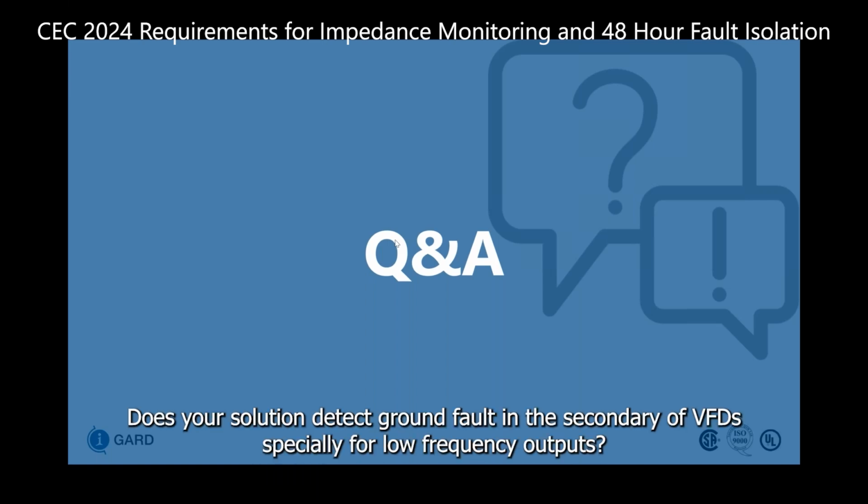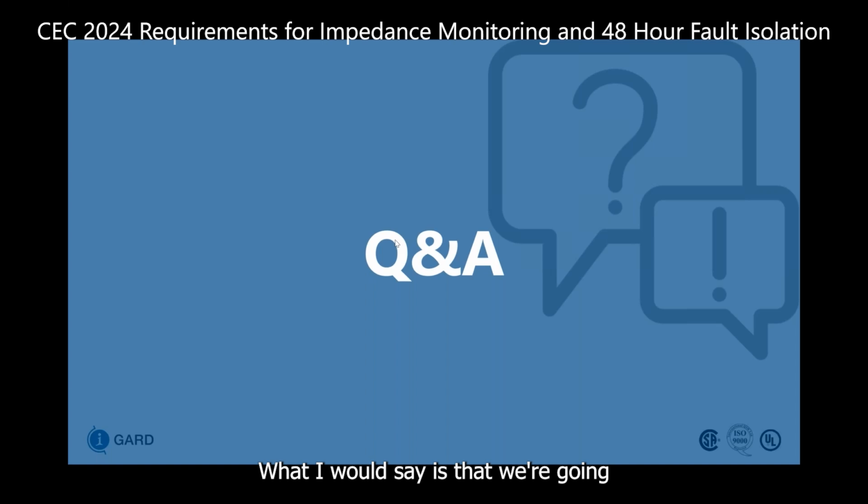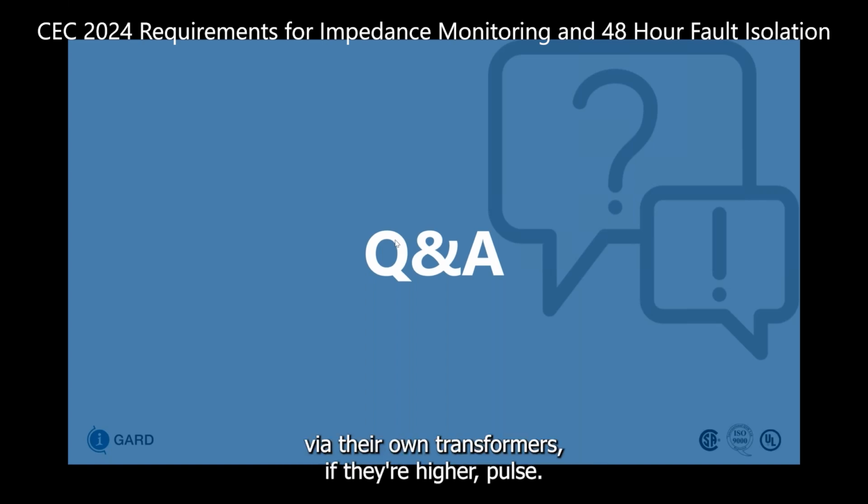Does your solution detect ground faults in the secondary of VFD, especially for low frequency outputs? What I would say is that we're going to be picking up neutral voltage if there's a fault on the output of the VFD. Usually VFDs are isolated though via their own transformers if they're higher pulse. So we are mostly picking up through neutral voltage rather than current.